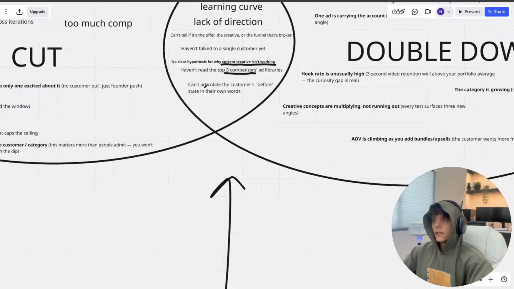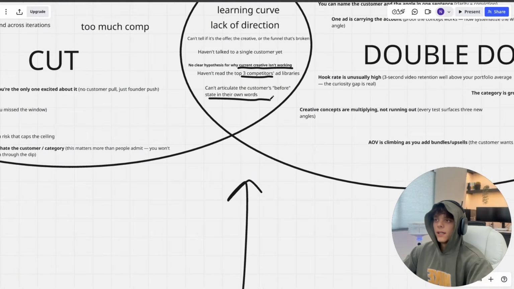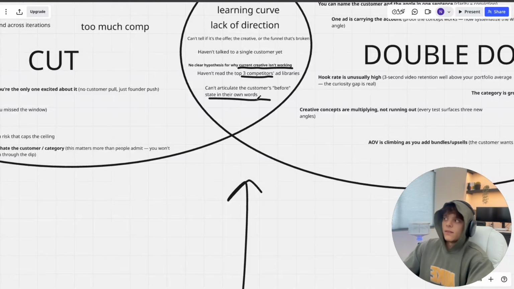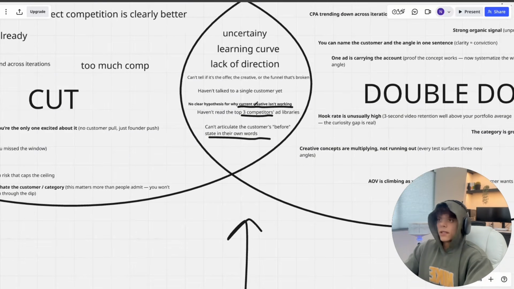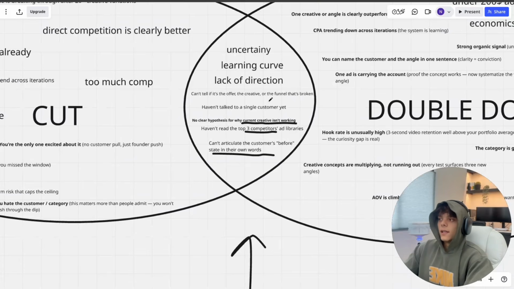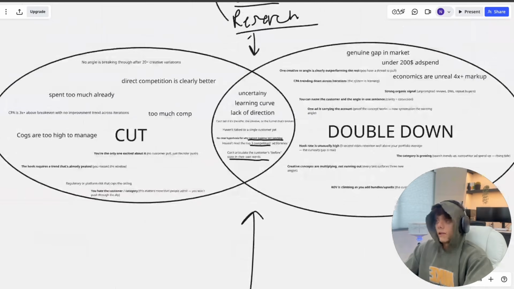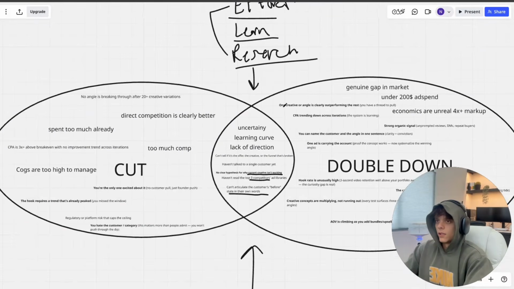Okay, you can't articulate the customer's before state in their own words. This is kind of an advanced one, but if you're going to be running a product and you expect it to print 10K days, you should be able to do this stuff. You guys don't realize, you should know the customer like the back of your hand. If you really expect to market to a customer and understand them and make them feel felt and seen in your ad, then you're going to have to know them pretty well. So that just obviously goes back to research, effort, and learning, right?